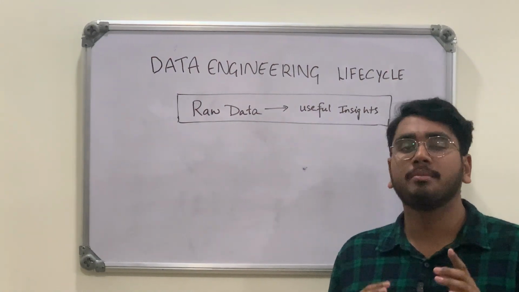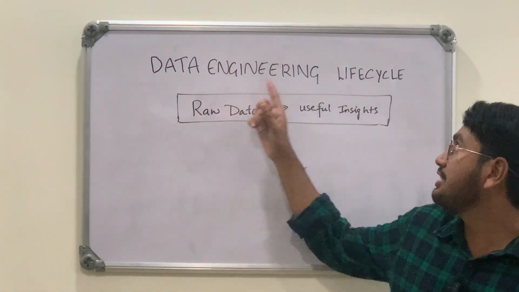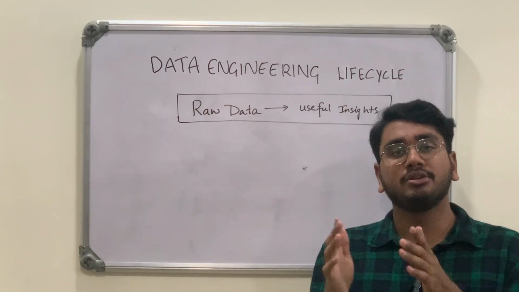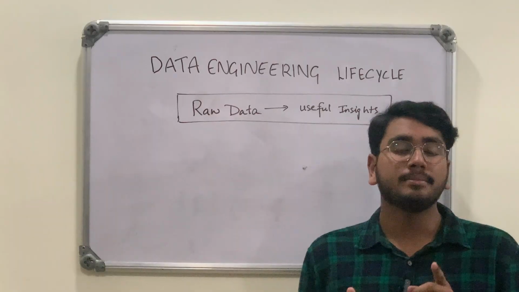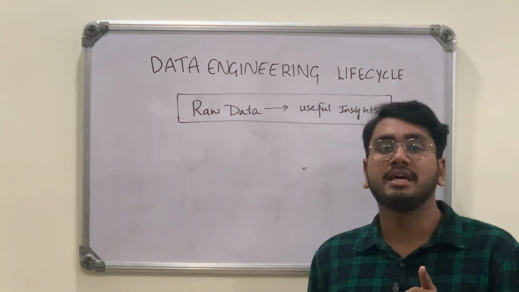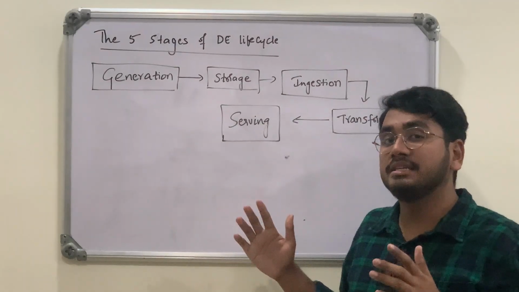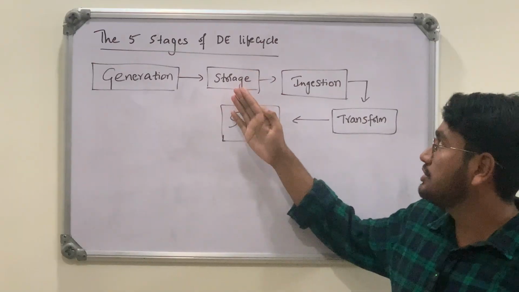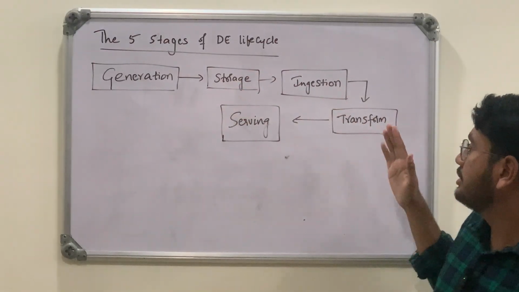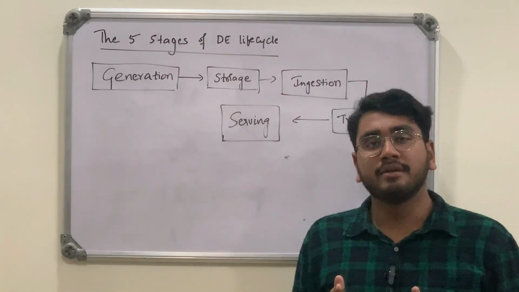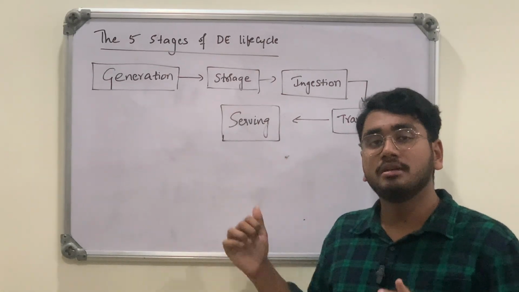In this video, we're going to be covering the topic data engineering lifecycle, the process in which raw data is converted into useful insights. So this is an important and an interesting topic in data engineering. So let's dive into it. So there are mainly 5 stages in the data engineering lifecycle, starting with the generation, storage, ingestion, then going to transform, and then serving. So we're going to be covering each stage in detail.